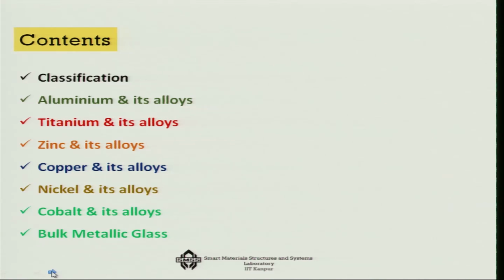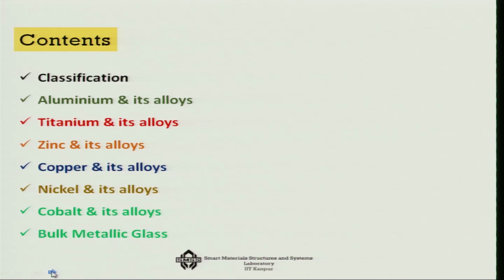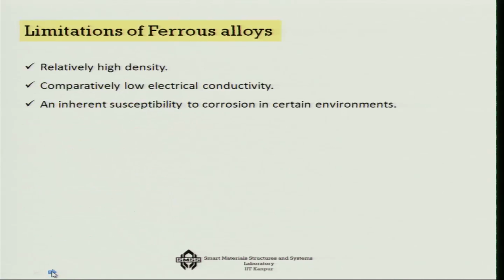In today's lecture, we are going to talk first about the various classifications of metallic alloys, and then specifically focus on aluminium and its alloys, titanium and its alloys, zinc and its alloys, copper and its alloys, nickel and its alloys, cobalt and its alloys, and finally, something which is a totally non-crystalline form of metal, that is bulk metallic glass. Quite a bit to cover in this lecture.